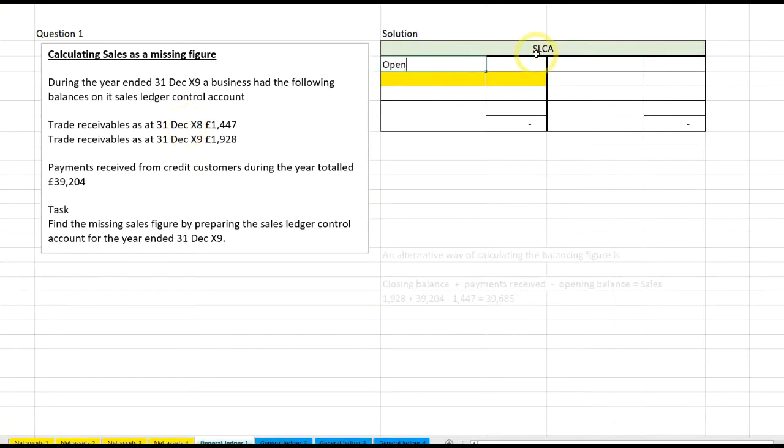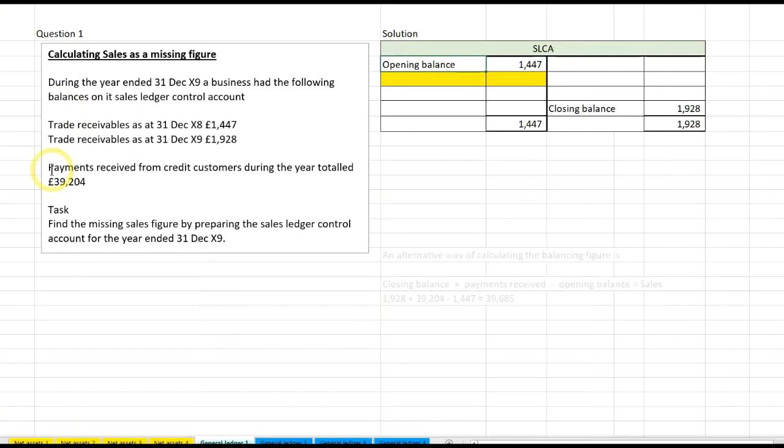So let's just transfer that information. I'm deliberately putting it down the bottom just to leave myself enough space for any other entries that might crop up. Now, I've used the terms opening balance and closing balance just for illustration. In fact, what it would actually be is my balance brought down and my balance carried down, and that would be the correct way of doing it. But just for this one example, I'm going to use opening balance and closing balance.